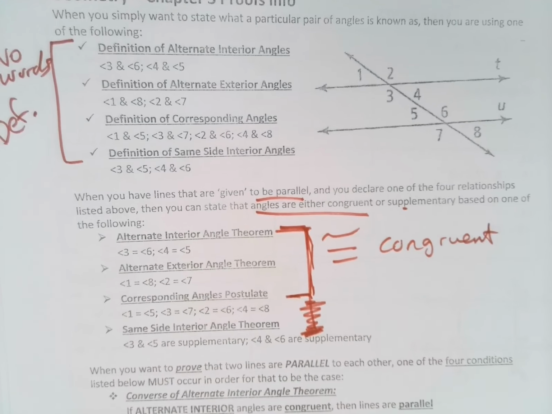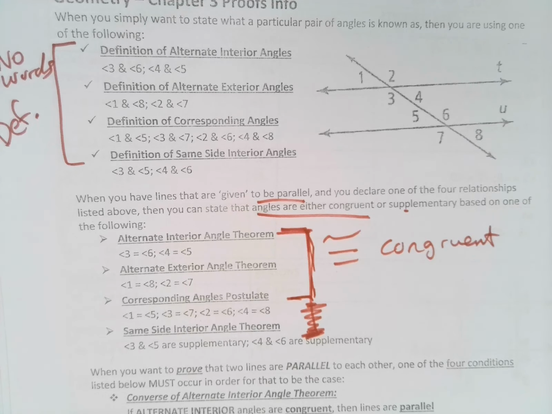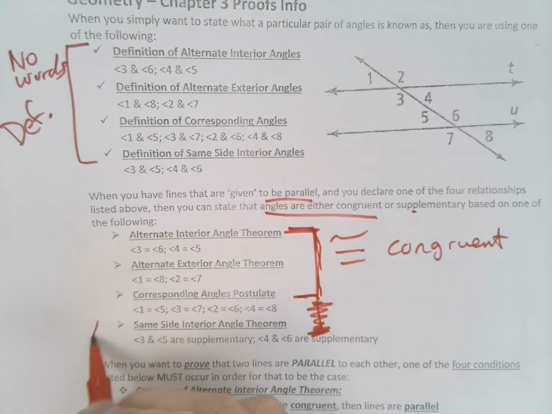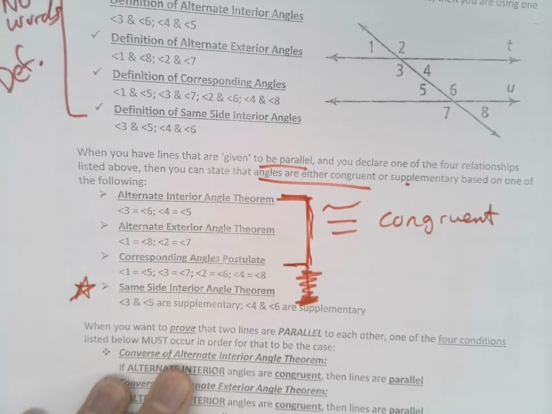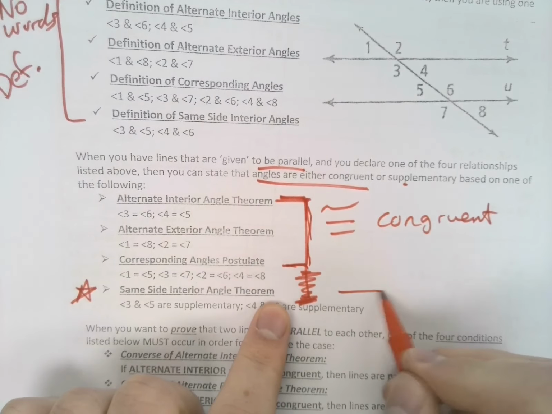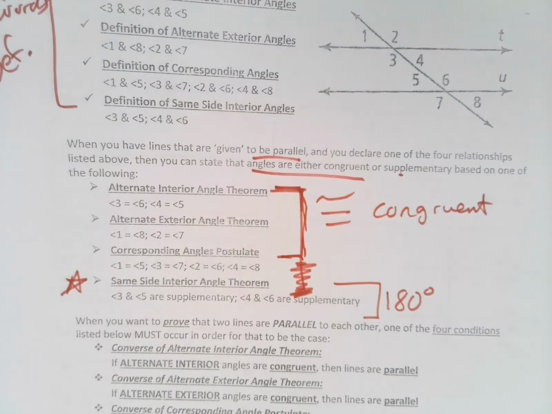That last one isn't, though. In fact, let's go. Angel, that last one's not talking about angles being congruent. What is that last theorem? Ooh, so that one's not talking about congruency. It's talking about, what does it mean to be supplementary?